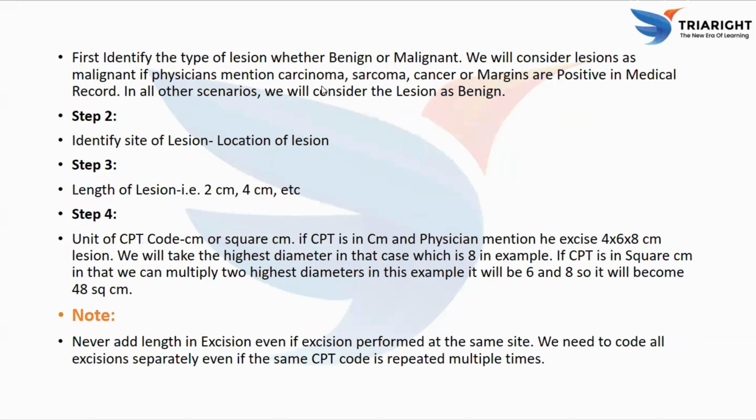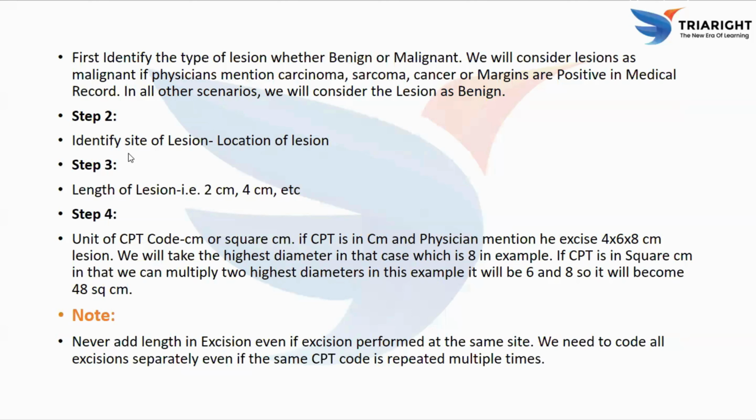So when do we consider the lesion malignant? When the medical record mentions carcinoma, sarcoma, cancer or malignancy, or positive margins, so pathology confirms cancer. Then code as a malignant lesion. When do we consider the lesion benign? When there are no cancer terms mentioned: lipoma, cyst, nevus, skin tag, seborrheic keratosis, etc. If nothing clearly says cancer, you have to assume it as benign.